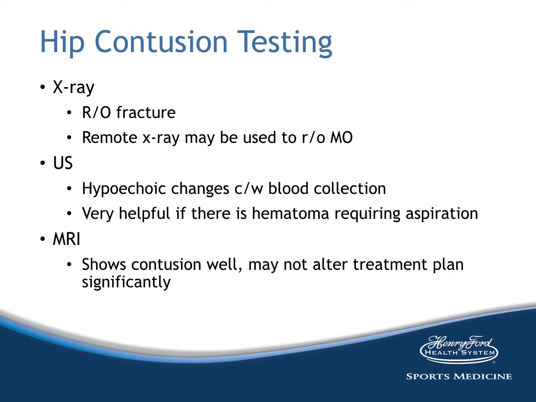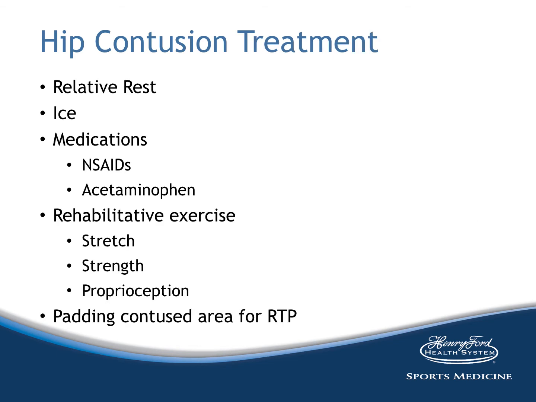Because contact is usually the cause of trouble, x-rays are important to rule out fracture. And remote x-rays may be necessary to rule out myositis ossificans. Ultrasound will often show a hypoechoic change with blood collection, and it can be very helpful if there's a hematoma that requires aspiration. An MRI will show the contusion as well, but may not alter the treatment plan significantly. The treatment involves relative rest, ice, medications, rehabilitative exercises, and consideration of padding to the contused area at the time of return to play.